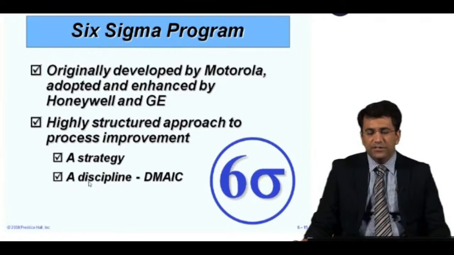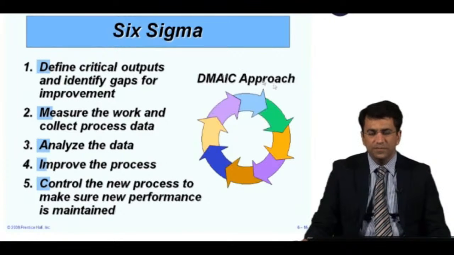Another concept related to Six Sigma is DMAIC, that is define, measure, analyze, improve and control. What is this DMAIC approach? It has 5 steps. First, define the critical outputs and identify the gap for improvement. The DMAIC approach is related to continuous improvement, so first we have to define what sort of improvement is required. Then we measure the work and collect the process data. In order to improve our processes, we have to collect some data related to our operations and processes.